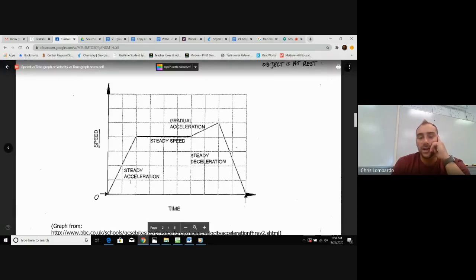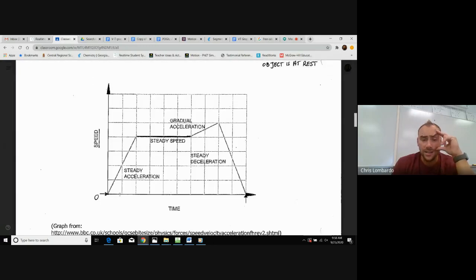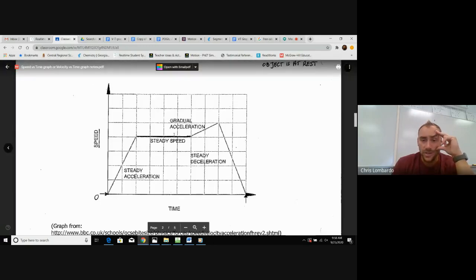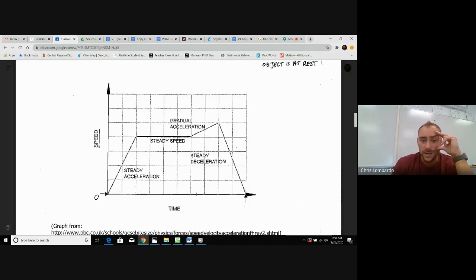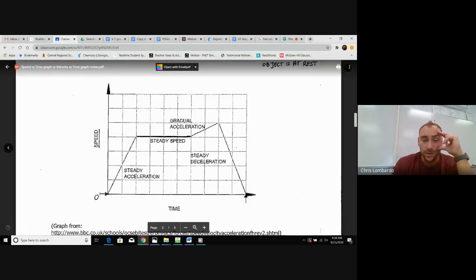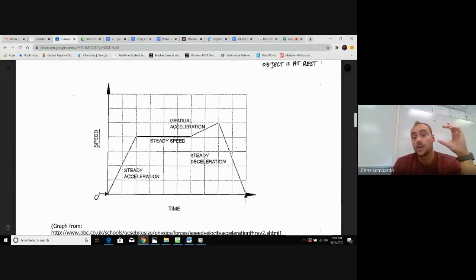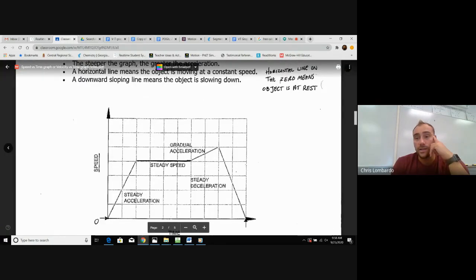Once the object is on the x-axis, so if this thing flatlined all the way down the x-axis, it would have a speed of 0, and it would be not moving. So a horizontal line on the 0 means the object is at rest.